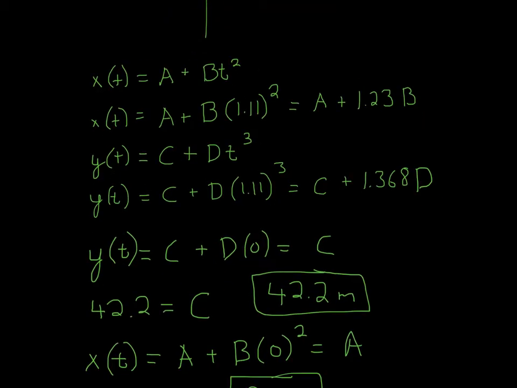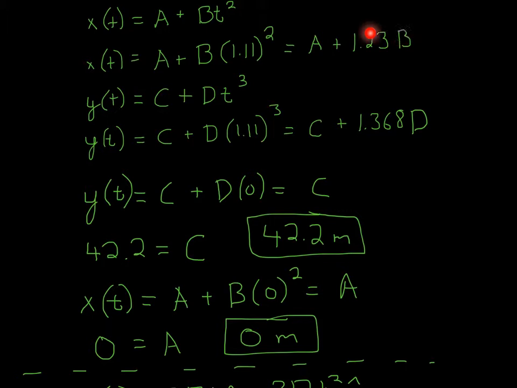We can use that. Since the other approach doesn't work, I tried something different with the y-axis. I said at time 0, it'll equal c. So now we only have one constant. That's good, because at time equals 0, the y position is 42.2. So I can set c equal to that, and I got one of the constants, which is 42.2 meters.